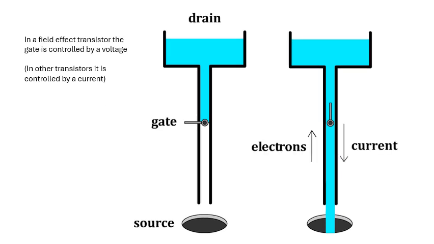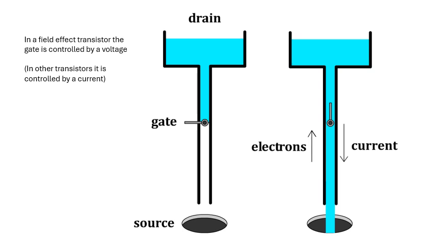Now, in a field effect transistor, this valve is controlled by a voltage. There's two main types of transistor. In the other type of transistor, it's controlled by a little current. A current at the base, we say, opens and closes the valve. Here, at the gate, it is controlled by a voltage. Basically, when the gate is closed, there is no current. When the gate is open, then a current flows from the drain to the source.